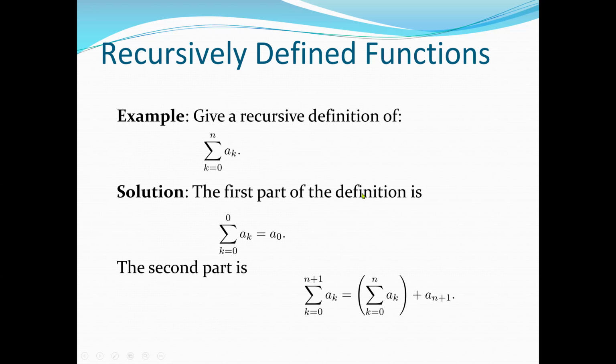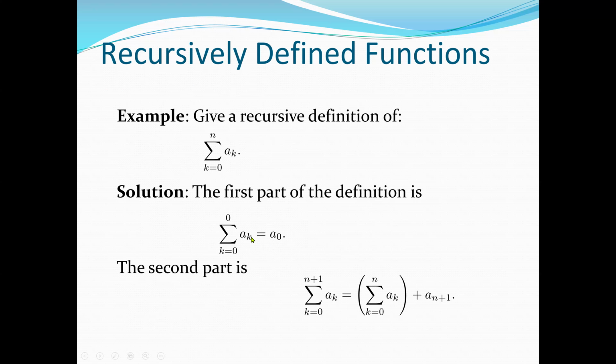The first part of the definition will be, we say k from 0 to 0. So it will be only one value. Whatever a0 is, that's it. So that will be our base case, the beginning value. Then the second part, which will be the recursive step, is where we are in a_k.